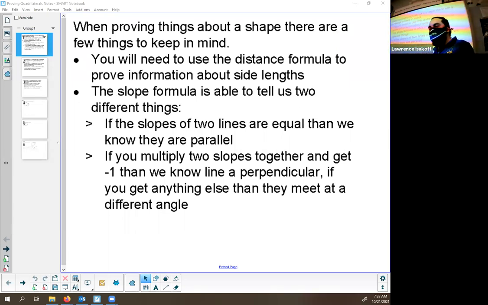We also know, like say in a kite, the diagonals cross at a right angle. So there are different places we could be looking for that.